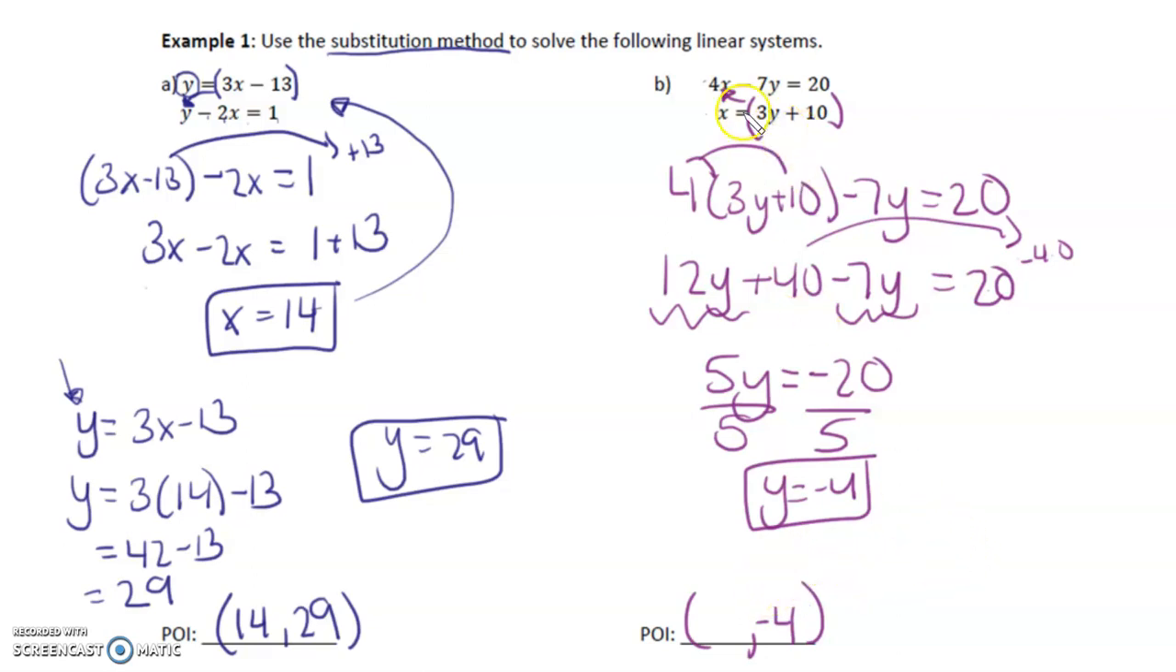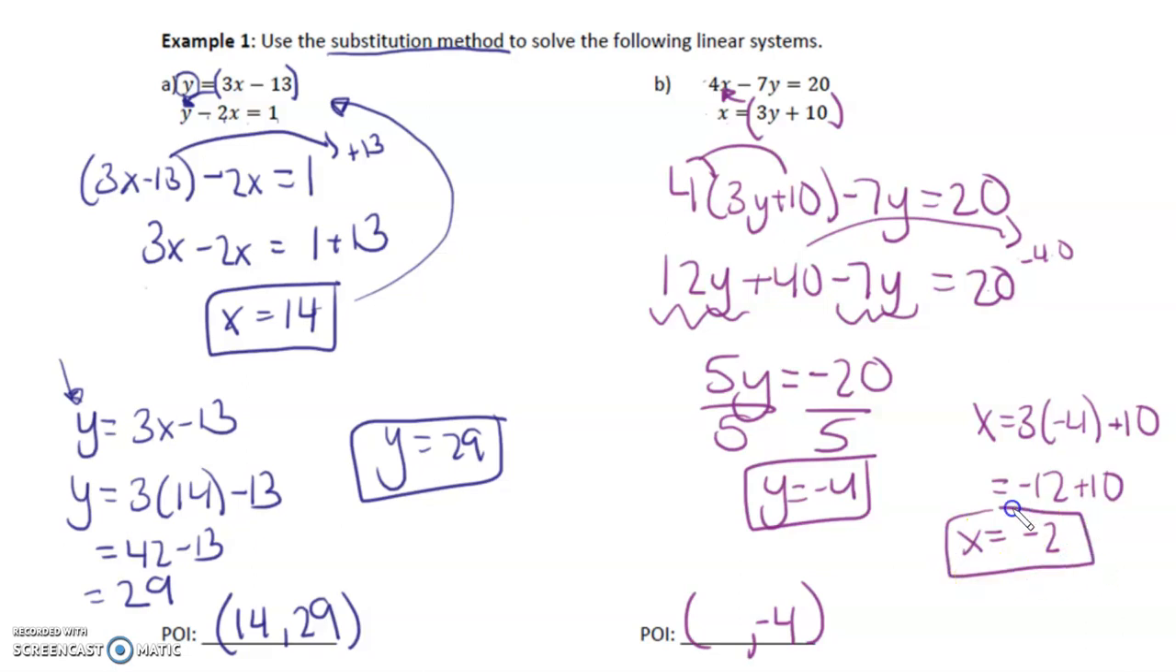Now we have to find the x. The x is already isolated, so let's use that equation. x equals 3y, which is negative 4, plus 10. So negative 12 plus 10, which is negative 2. Okay, sub that into here. So our point of intersection is negative 2, negative 4.